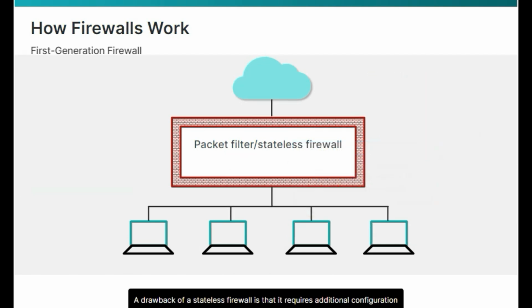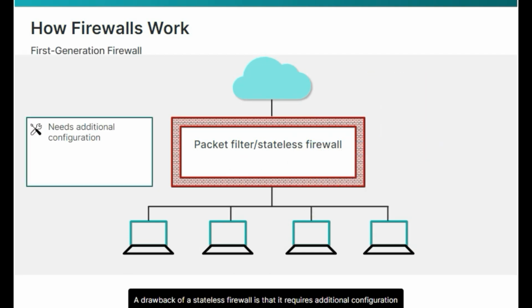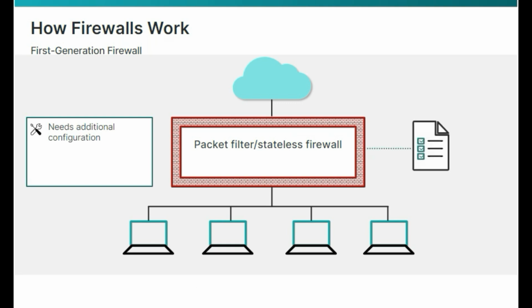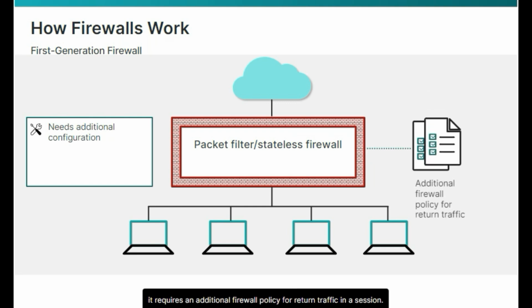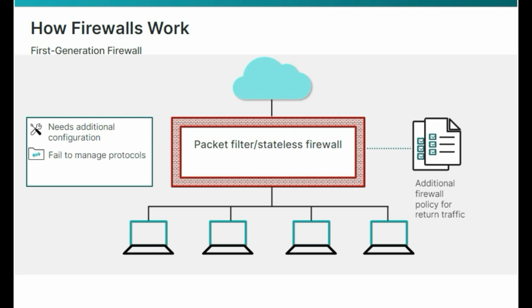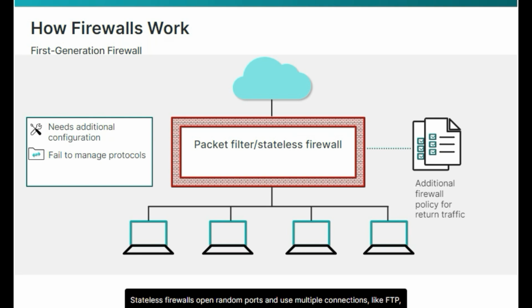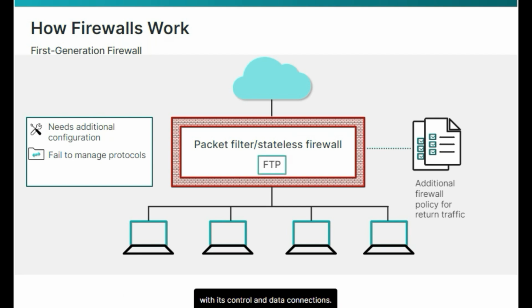A drawback of stateless firewall is that it requires additional configuration to offer suitable level of protection. For example, it requires an additional firewall policy for return traffic in a session. It also fails to appropriately manage protocols. Stateless firewalls open random ports and use multiple connections like FTP with its control and data connections.